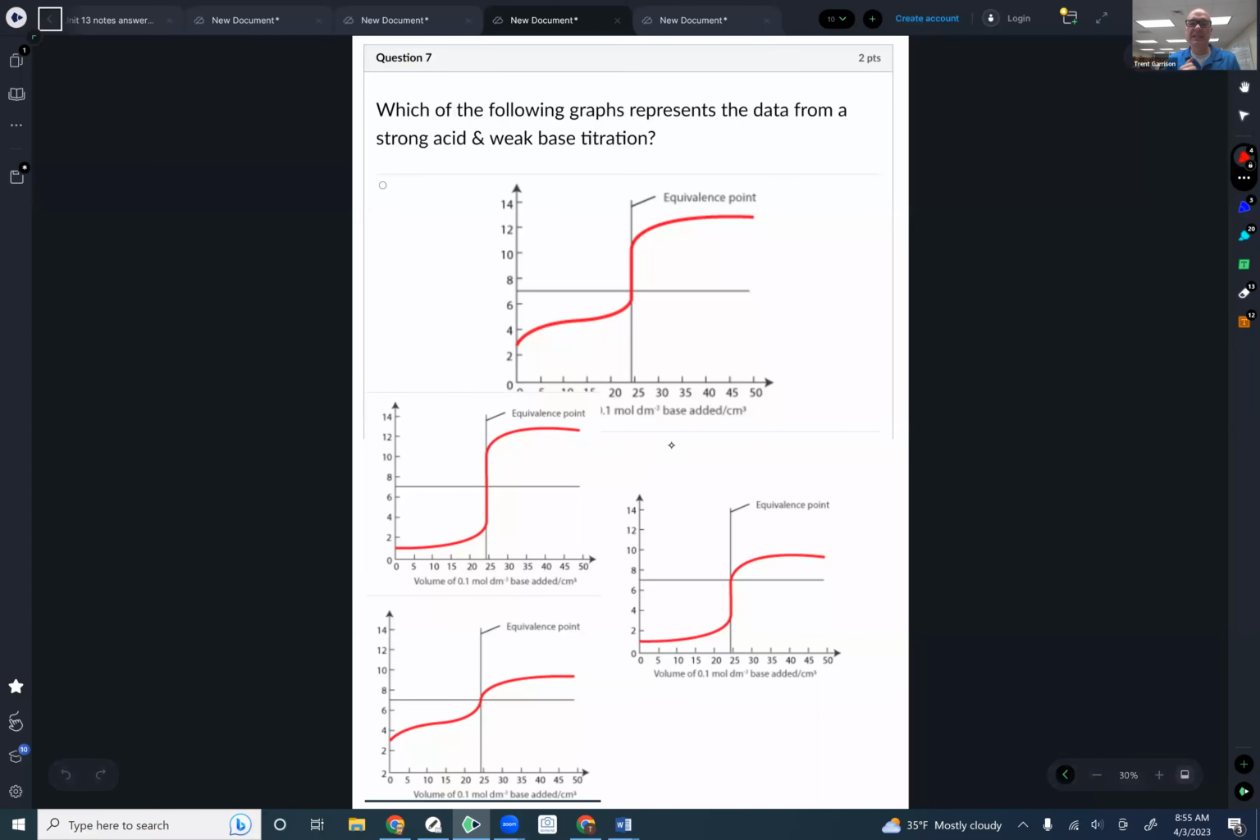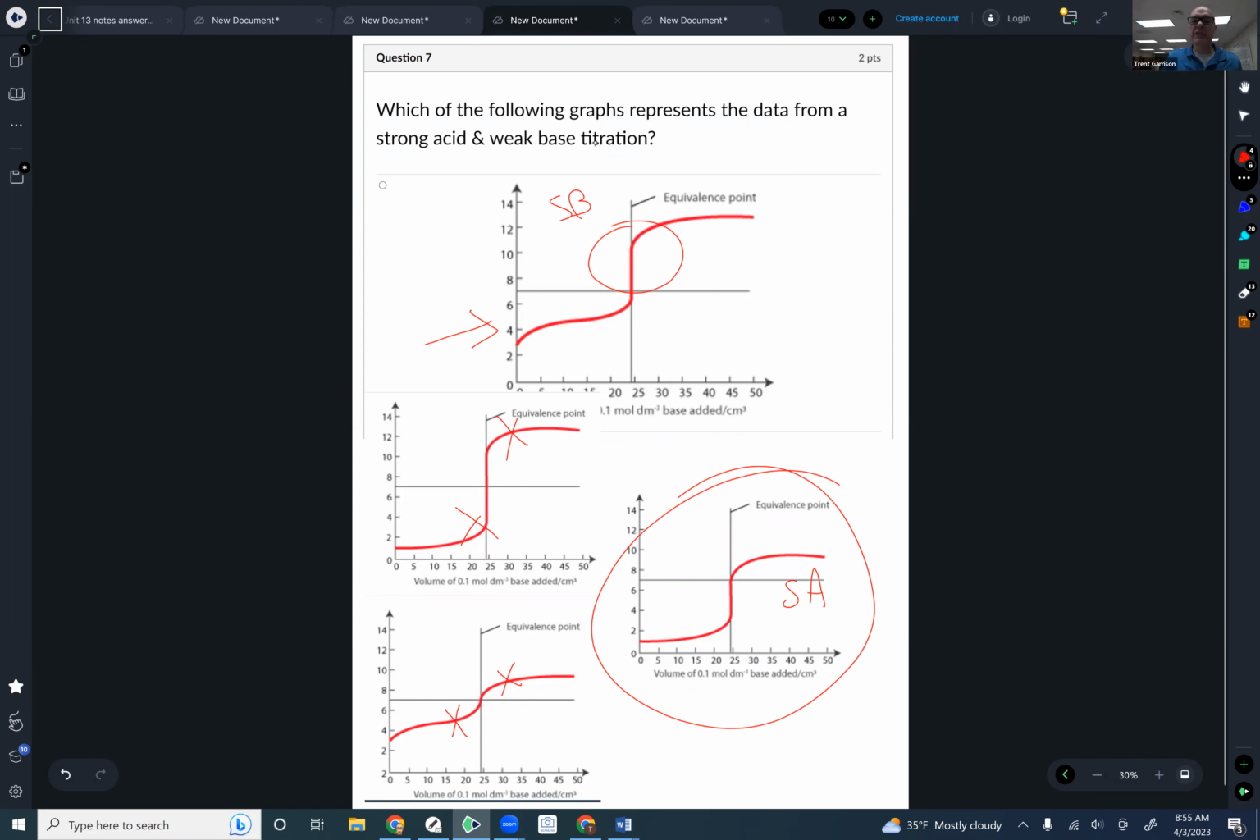All right, which one of these is a strong acid? A strong acid will be indicated because it will have most of the curve below 7. So the only one that fits that is here. This one is smack dab even on top and bottom. This one is even on top and bottom. This one has a majority above, so that would be a strong base. This is my only strong acid because the majority is below the 7.